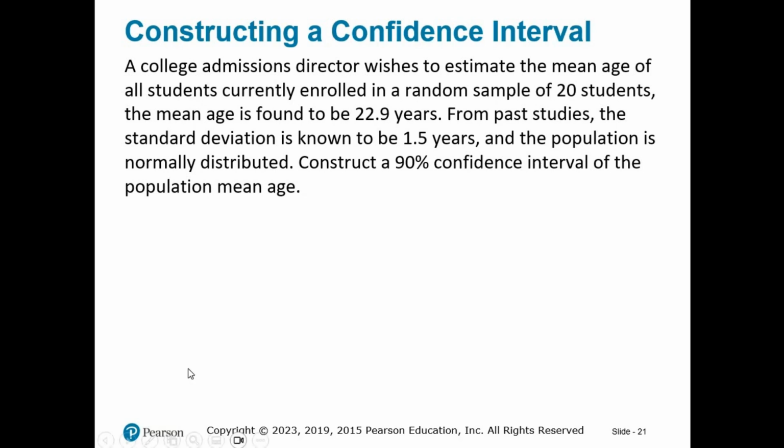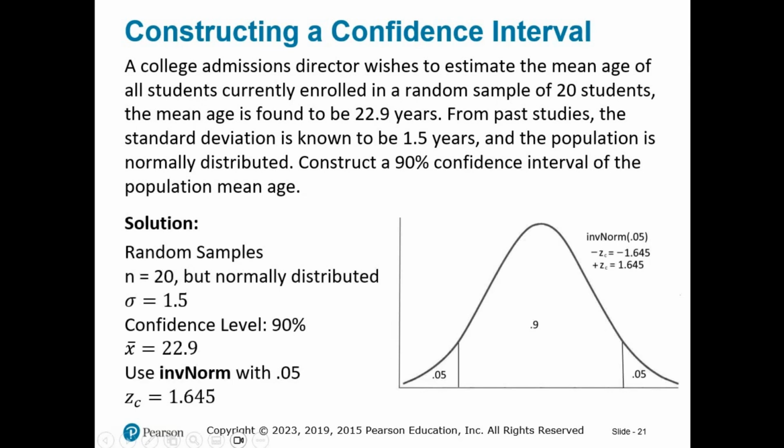Okay, so first we need to note important data and ensure that we can use the formulas we need to use. The samples are random, they told us that. Now the sample is only 20 students, but it states that the population is normally distributed, so that's okay. Standard deviation given is 1.5 years, and they have told us to assume a 90% confidence level. Next, X bar is given to be 22.9 years.